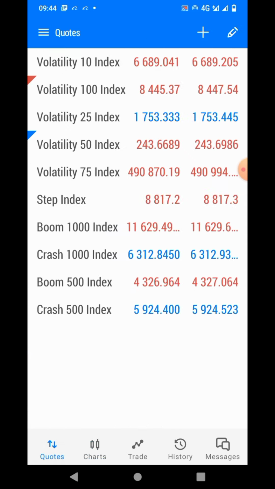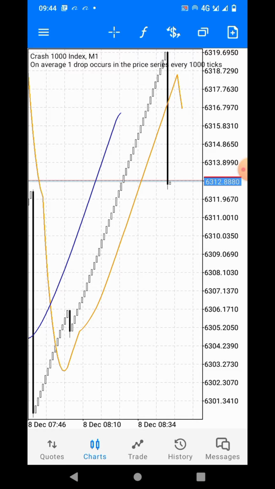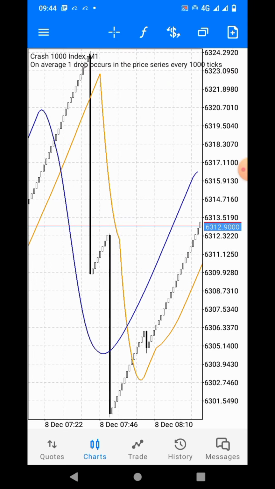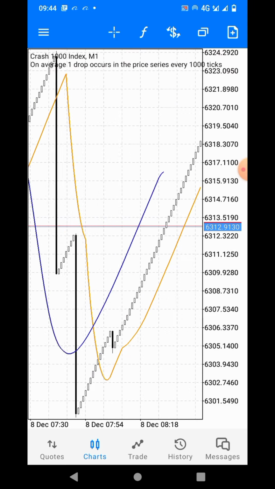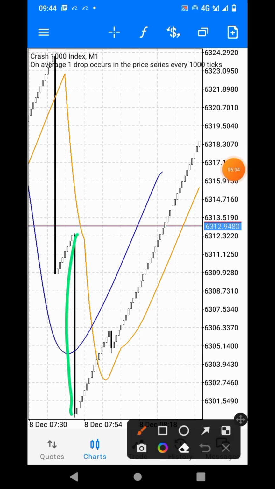So now let's look at Crash 1000 together, because we're looking at 1000. This strategy absolutely works very well, guys, without any complications. So now let's see. We have this spike to the downside, very momentous. And then what happened? We have the candle coming back, and trading between, let me just change this color.